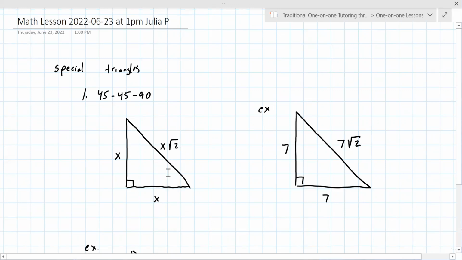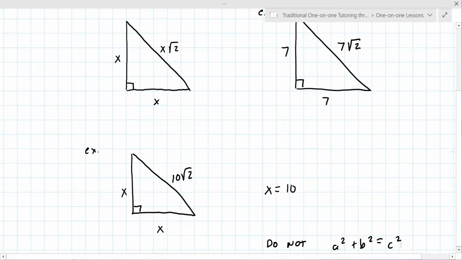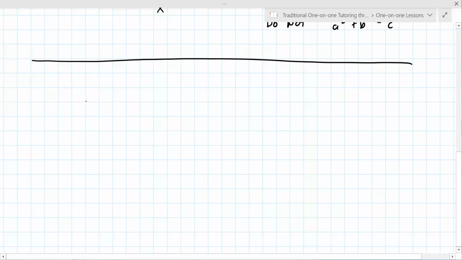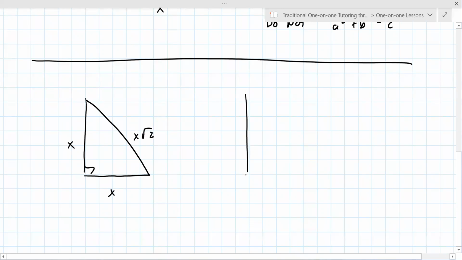A reference sheet for this is this triangle right here. Okay. So the more difficult problem that you might see, and I'm going to draw the reference triangle on the left here, with x root 2, is when I give you the hypotenuse, but let's say I tell you the hypotenuse is 20.